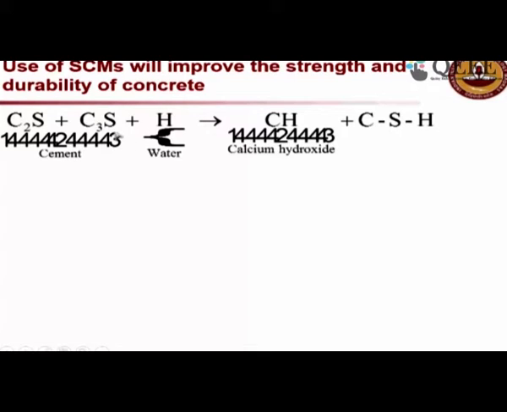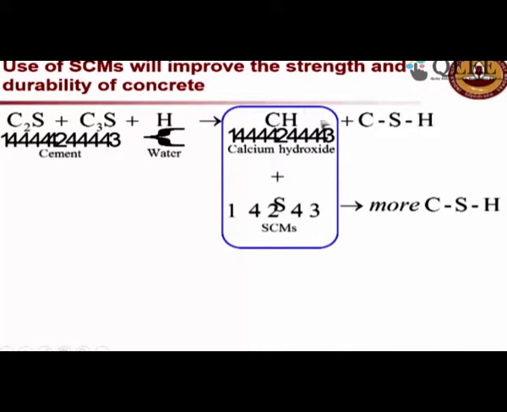Please ignore that part, and H stands for the water, and here you have CH and CSH. So, CH is the calcium hydroxide and CSH is the calcium silicate hydrate. This equation is the hydraulic reaction. Now, as a product of this cement hydraulic reaction, you have CH.